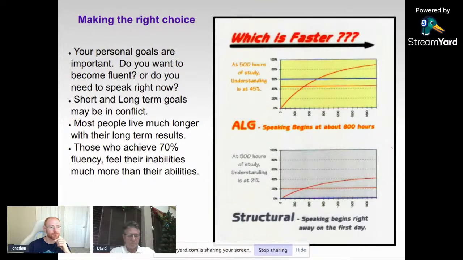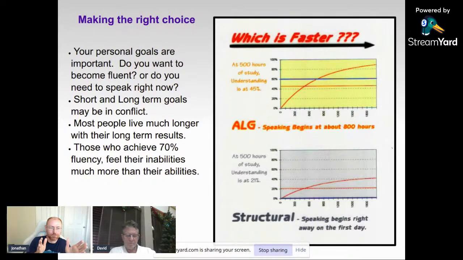I've put in this aspect of goals here, though, because the idea that your goals might be in conflict isn't that uncommon. It's pretty common for people to have as a goal, well, short term, I want to be able to speak as much as I can. Long term, I want to be fluent. Those are not compatible goals.